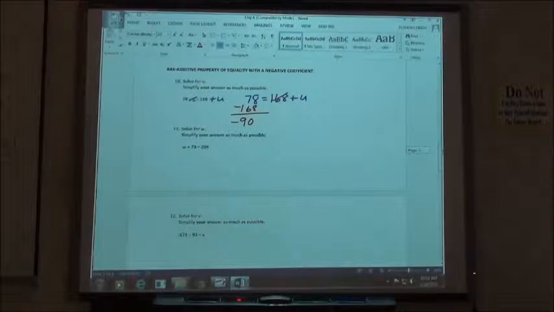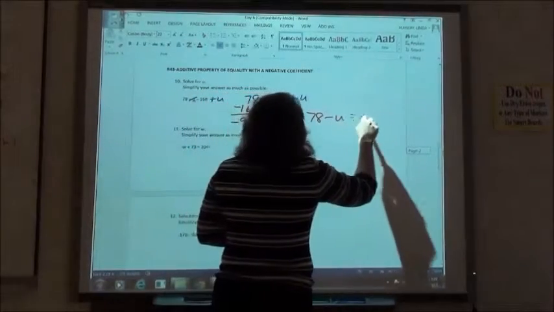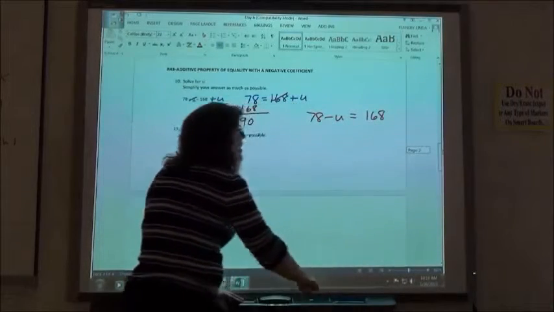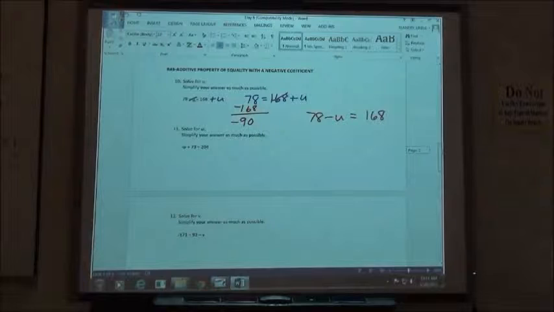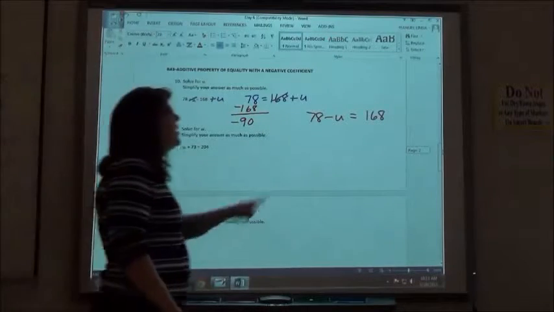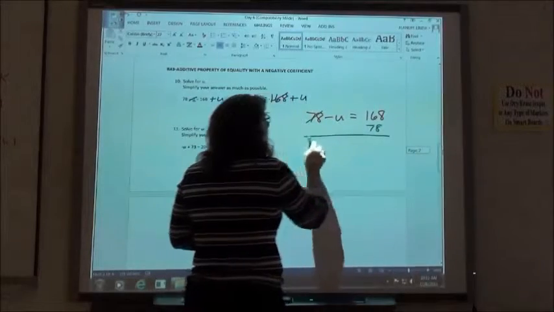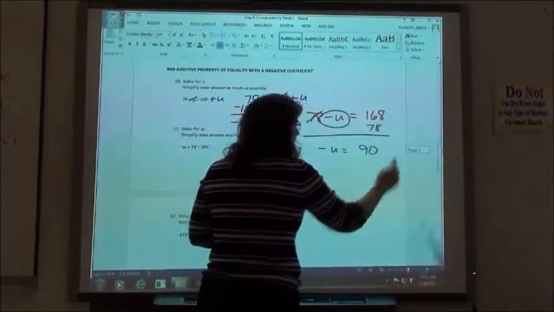If you're like me and you like to solve equations in the same order all the time, the other way to do it, where you get the same answer, is this. Normally when we solve an equation that has two steps, we move our number first and leave the variable by itself. So we say, okay, I'm going to subtract my 78 to move it over. That leaves me a negative u to equal 90.